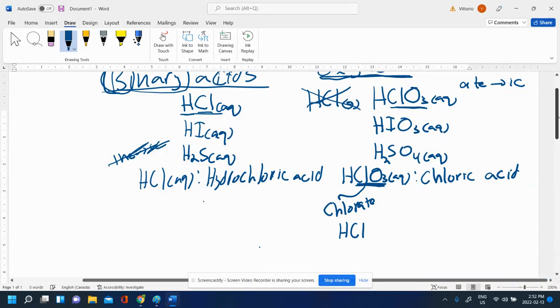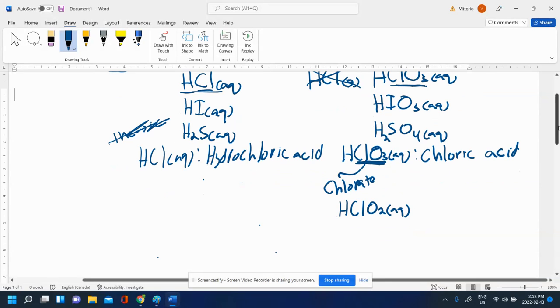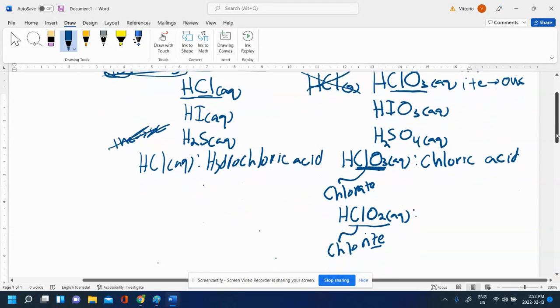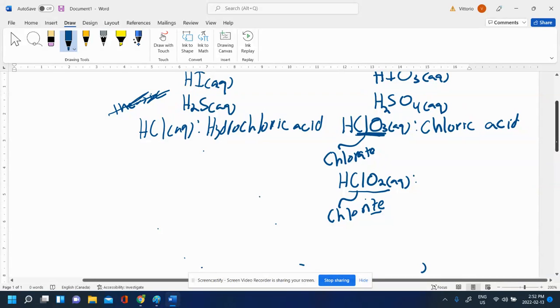Suppose we had HClO2(aq). Once again, you would recognize this is not binary, it's an oxyacid, so there's no prefix hydro. The only thing is that you'll notice that this polyatomic ion here is named chlorite, ITE, not ATE. So if you have a polyatomic ion ending in ITE, the ending for the acid name becomes OUS instead. So chlorite becomes chlorous.